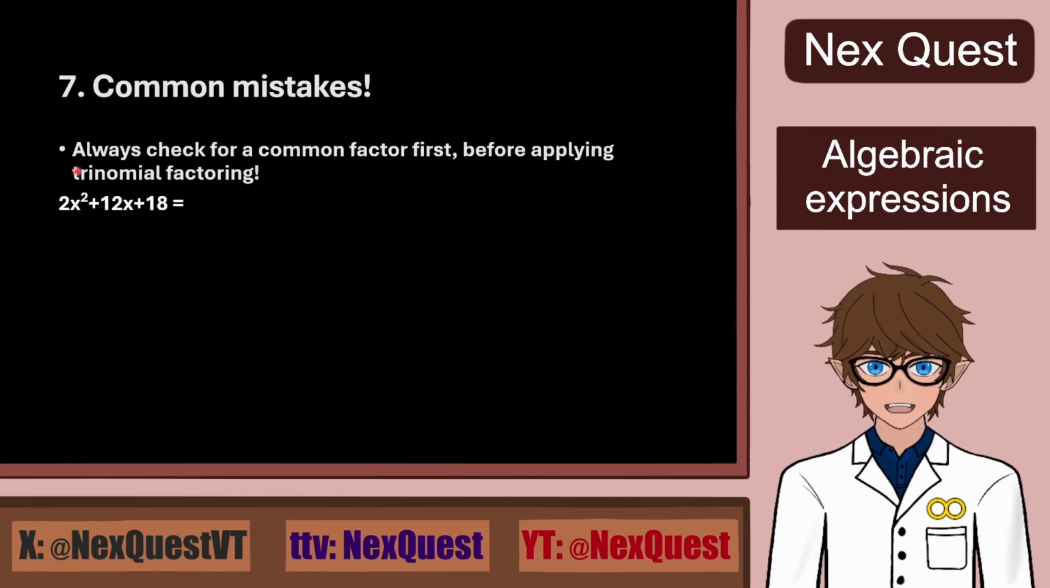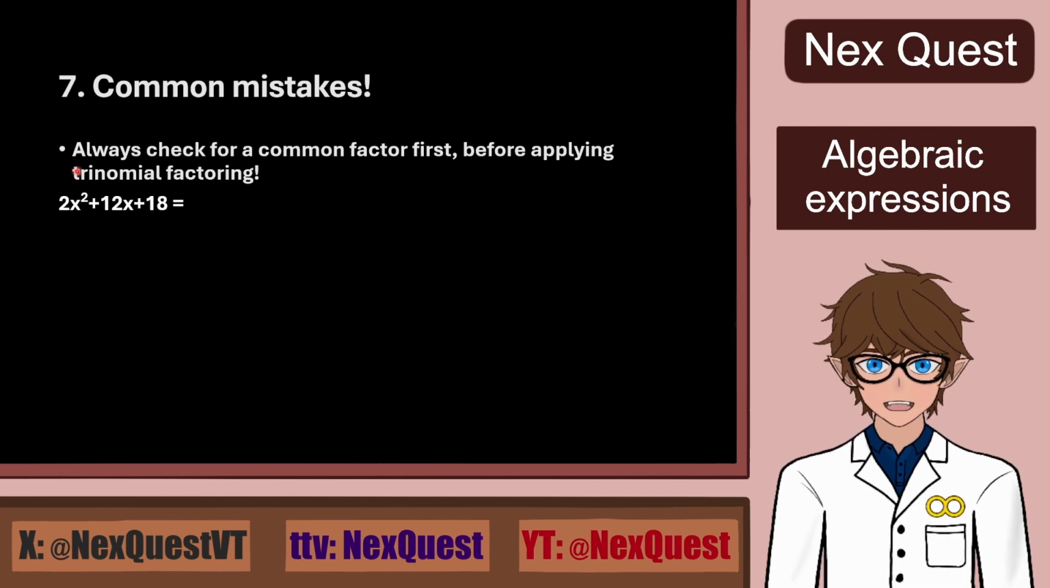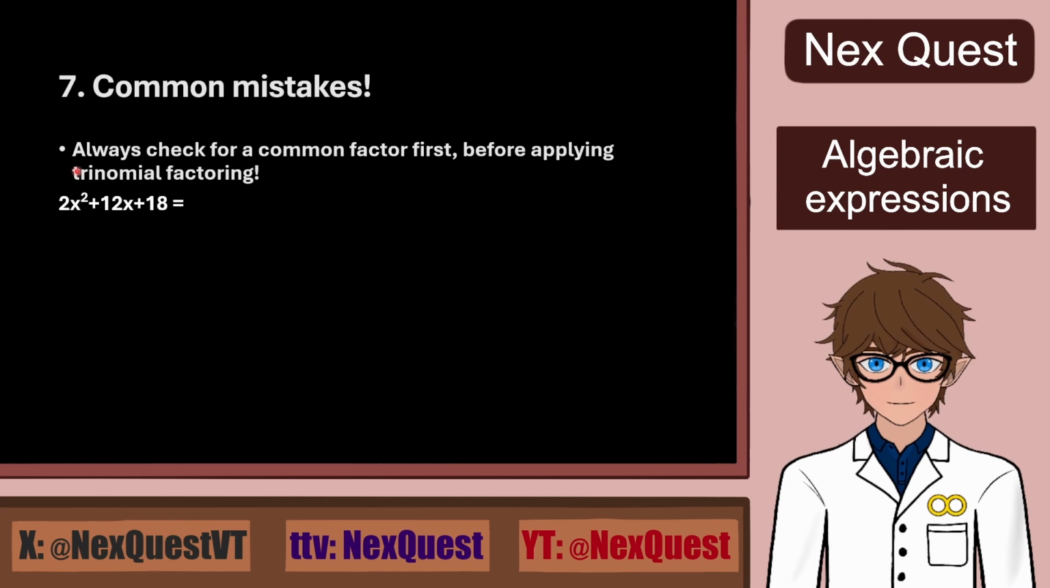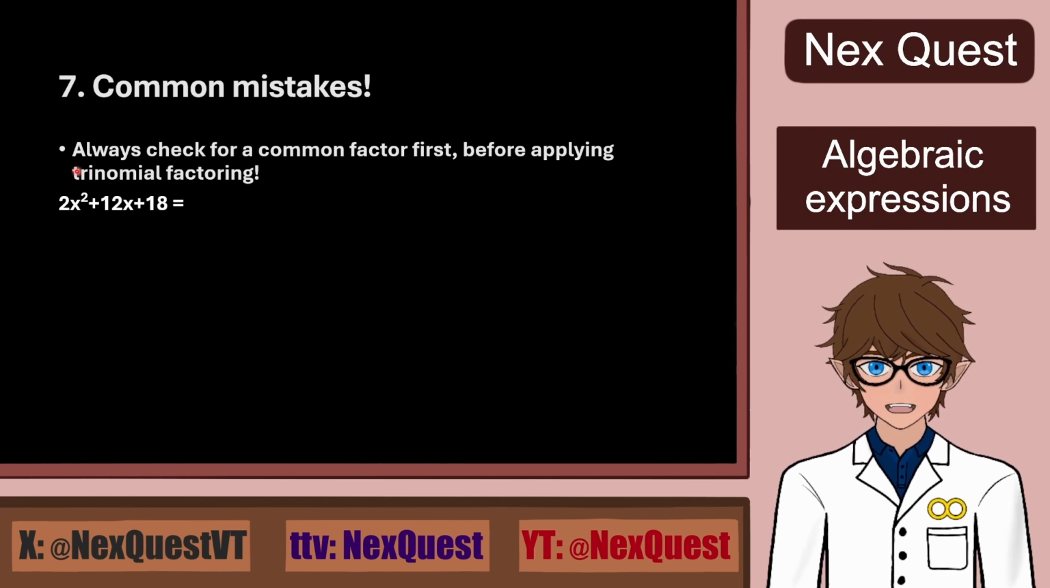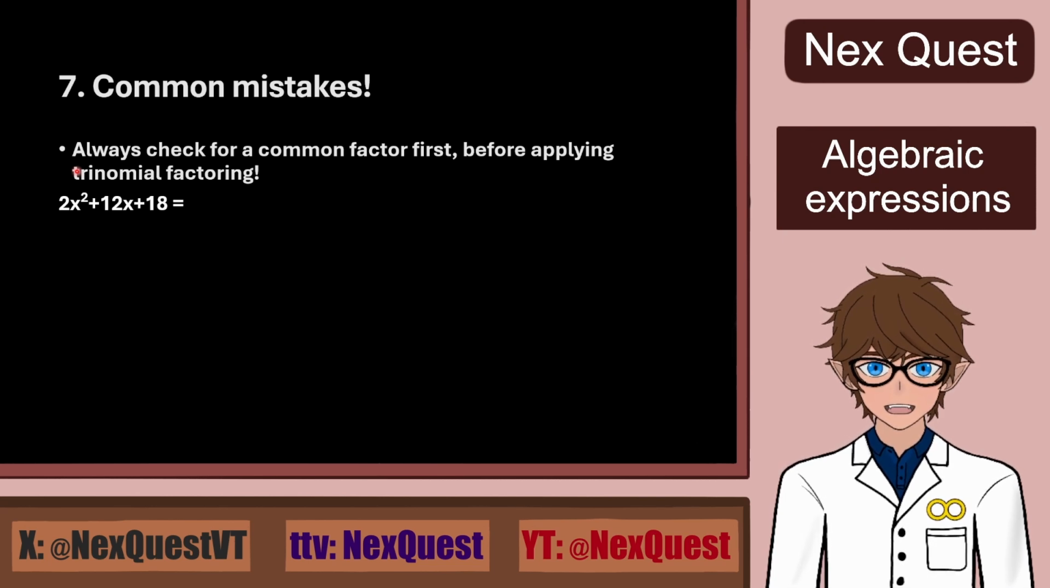The next problem that many people make is that they don't check for the common factor before they start applying trinomial factoring. Well, let's see why. We have this given equation and we can see, okay, we can break down 18 and 12 into numbers that can be added up to 12, and 18 into numbers that can be multiplied together to get it.